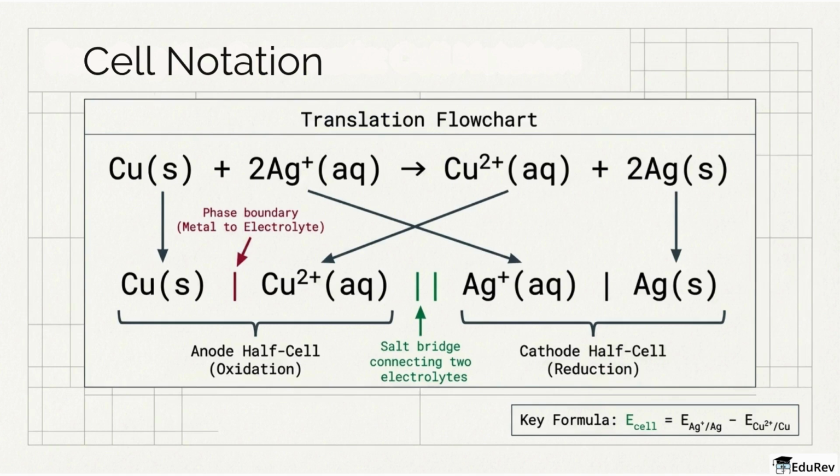Cell notation is just a compact way of writing the flow of a redox cell. In the example, Cu(s) + 2Ag+(aq) yields Cu2+(aq) + 2Ag(s). Copper is the anode half cell and silver is the cathode half cell. A single vertical line marks a phase boundary, and the double line represents the salt bridge connecting the two electrolytes. The key idea is that notation tells you where oxidation and reduction happen without writing the whole story every time.